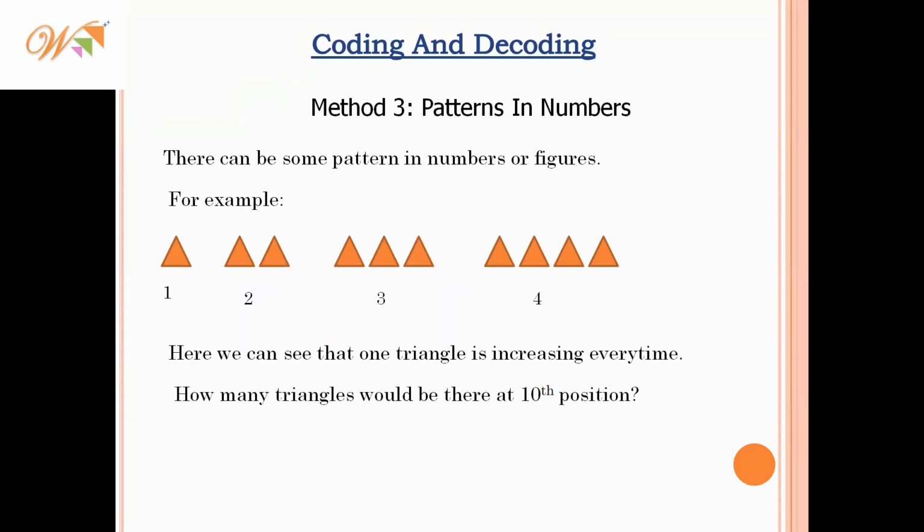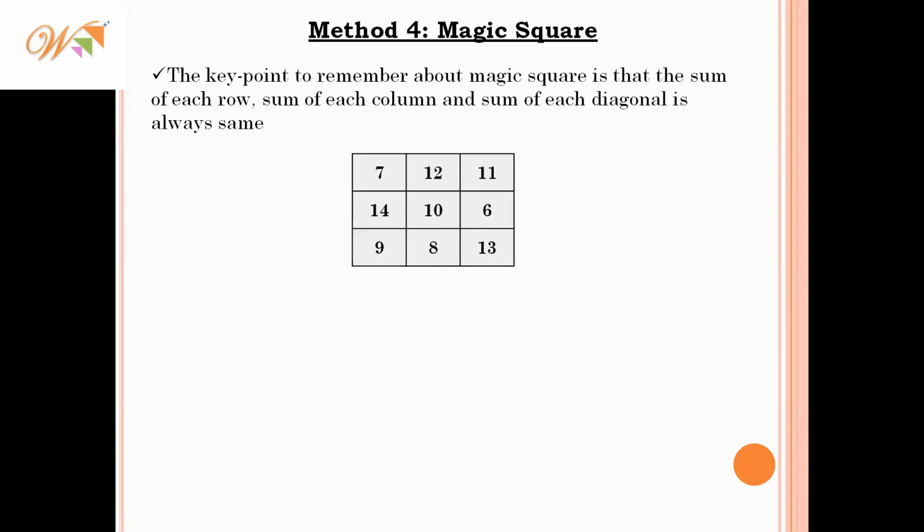Method 3 is patterns in numbers. There can be some pattern in numbers or the figures that you see. For example, here the first figure has only one triangle. The second figure has two triangles. The third figure has three triangles, and the fourth figure has four triangles. Now if someone asks you how many triangles will be there in the 10th position, we know that according to their positions, the number of triangles is increasing. First one 1, second one 2, third one 3. So obviously the 10th one will have 10 triangles. Correct? So there can be different patterns. You will have to analyze the pattern.